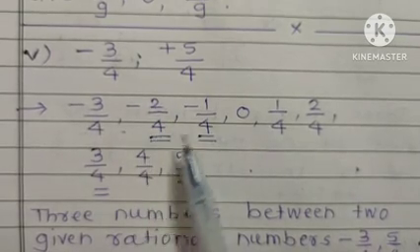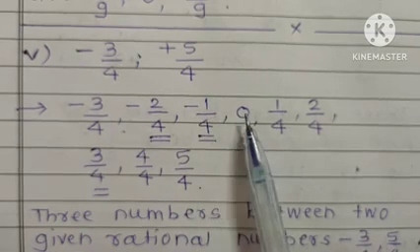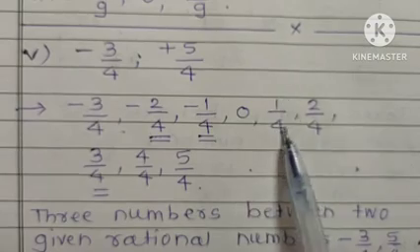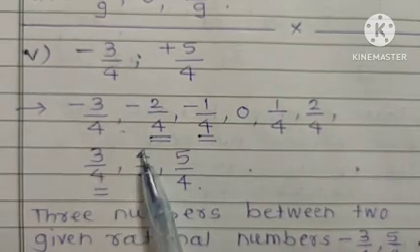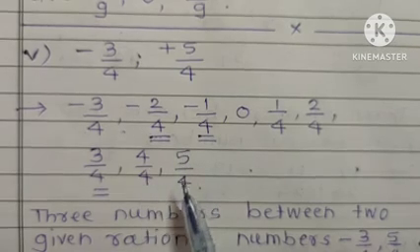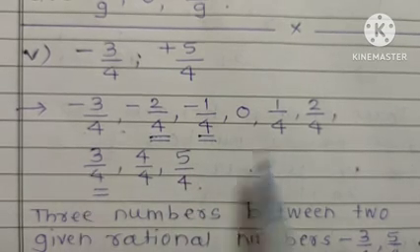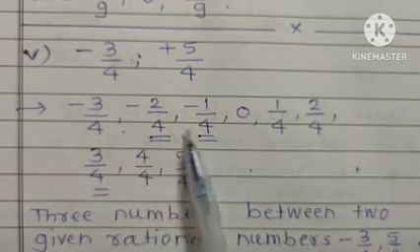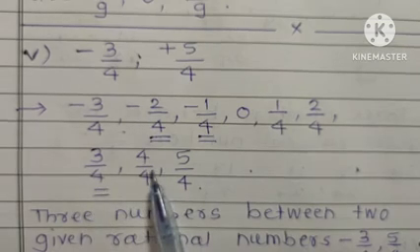Minus 3 by 4, minus 2 by 4, minus 1 by 4, 0 upon 4, that means 0. So write 0. 1 by 4, 2 by 4, 3 by 4, 4 by 4, 5 by 4. Every time denominator 4. So between these two numbers, there are so many numbers, you see.